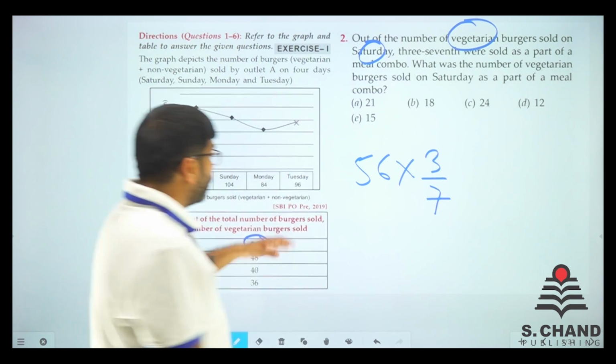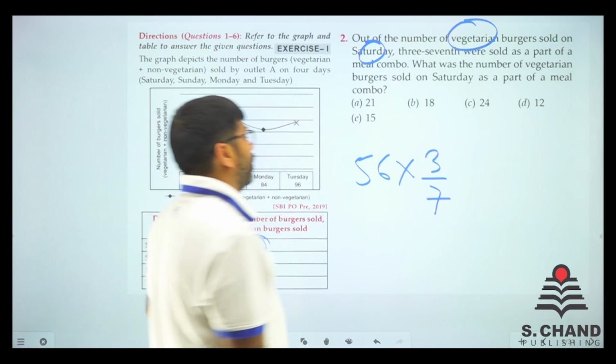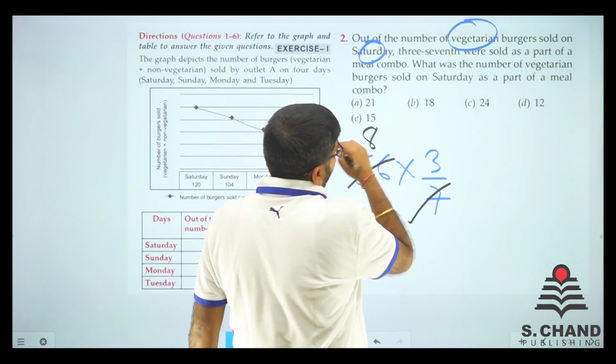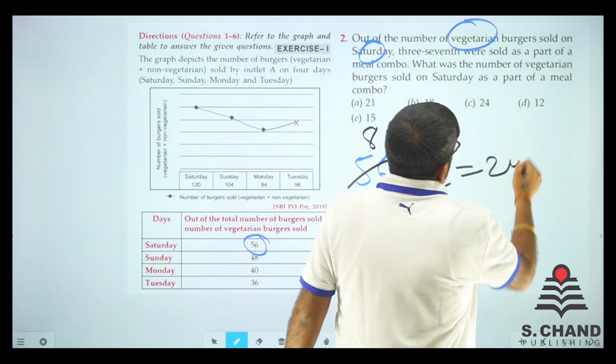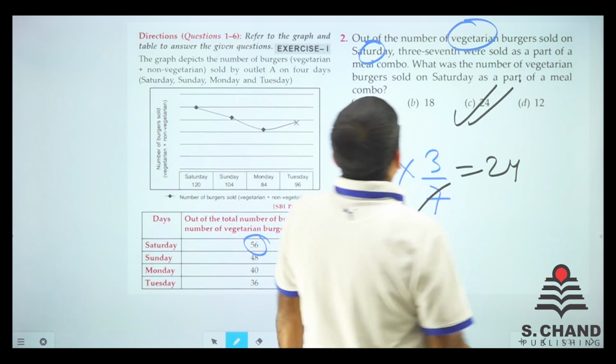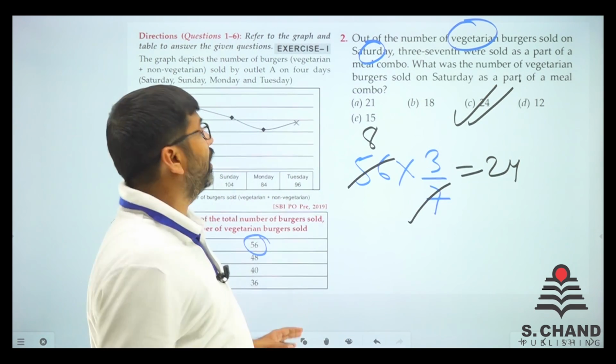Maybe it is SBI PO pre-examination. You see, 56 divided by 7 is 8. So 8 into 3 is 24. So 24 were the burgers which were sold as a meal combo.